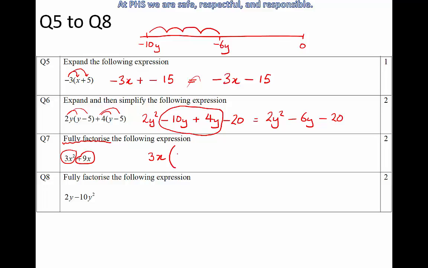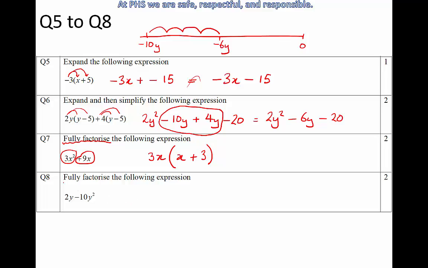So let's think about what's going to go in this position here. So 3x times what is going to give me 3x squared? Well, we know that that's going to be 3x times x. So if we multiply that out, we get 3x squared. And now I've got to add 3x times what gives me 9x. Okay, 3x times 3 would give me 9x. So you can check your answer when you factorize. If you expanded that again, you should get back to your original expression.